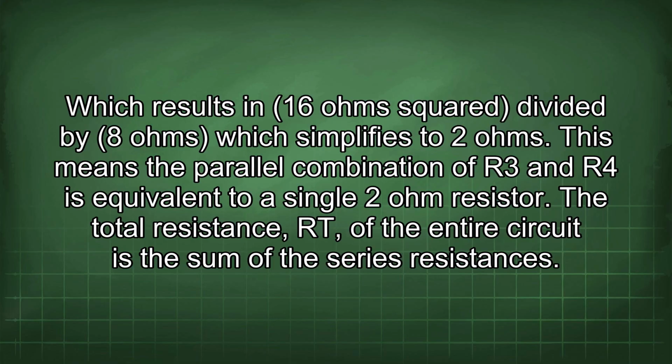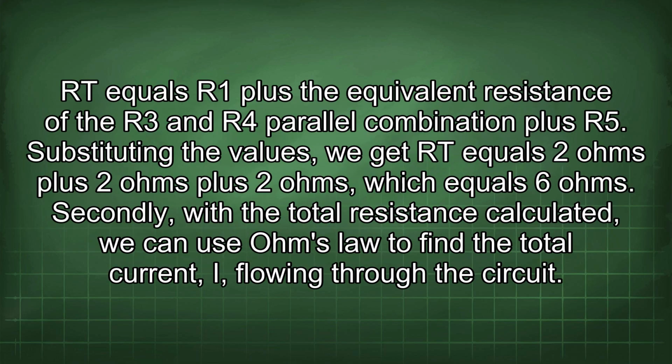The total resistance, RT, of the entire circuit is the sum of the series resistances. RT equals R1 plus the equivalent resistance of the R3 and R4 parallel combination plus R5. Substituting the values, we get RT equals 2 ohms plus 2 ohms plus 2 ohms, which equals 6 ohms.